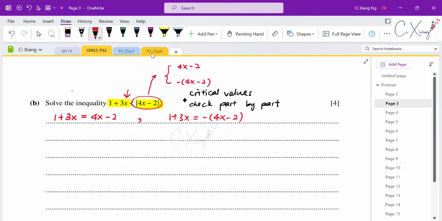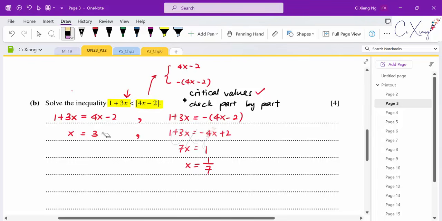Then I try to get the critical values from these two equations. For this equation, I have x equals 3. For this one, I have 1 plus 3x equals negative 4x plus 2, so you should have 7x equals 1, and therefore x equals 1 over 7. These two values are the critical values that I mentioned just now. For the critical value, I always put the equal sign first and don't consider the inequality yet. After I get the critical values, only then do I check my answer part by part to get the answer that I want.